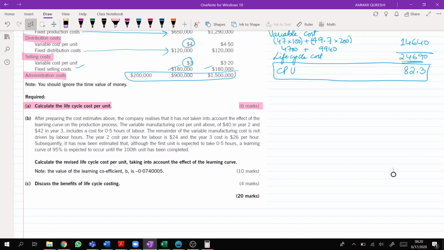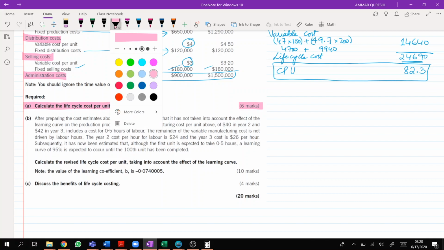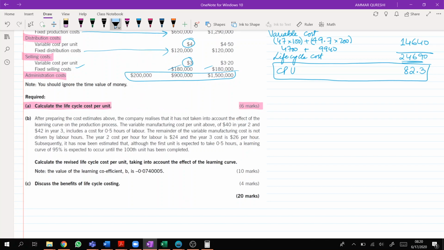Let's read this question and see what's given in part B. After preparing the cost estimates above, the company realizes that it has not taken into account the effect of the learning curve on the production process. That means they forgot to take the learning curve effect. Now try to think what will be its impact. If you do not consider the learning curve effect, then your labor cost will be overstated.